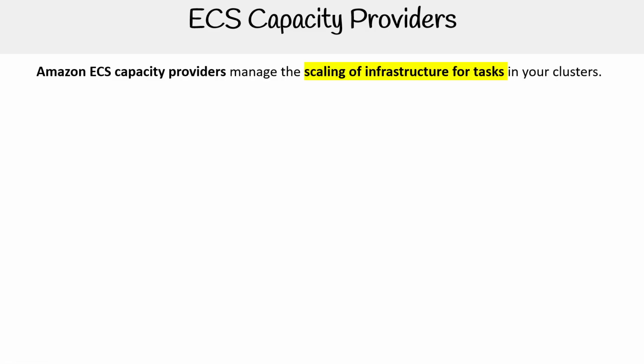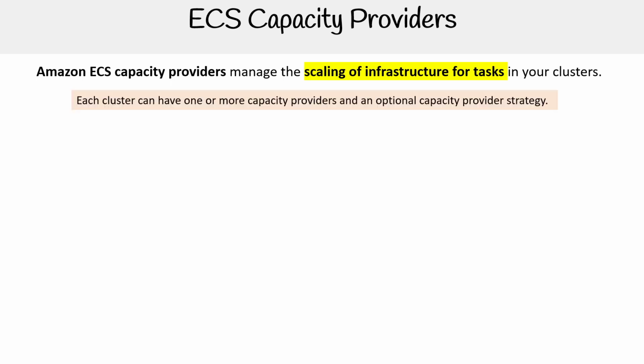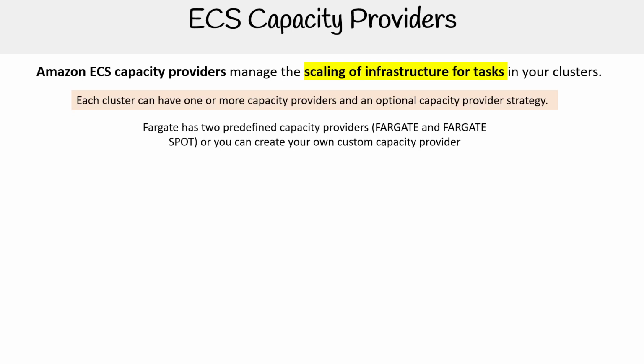So ECS has these things called capacity providers, which manage the scaling of the infrastructure for tasks in your cluster. If you don't have a capacity provider, you're not really going to be able to do anything with your cluster, so you have to configure one. Each cluster can have one or more capacity providers and an optional capacity provider strategy. For Fargate, it has two predefined capacity providers, Fargate and Fargate Spot, or you can create your own custom provider.